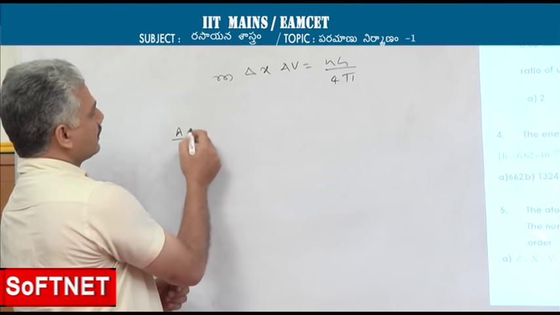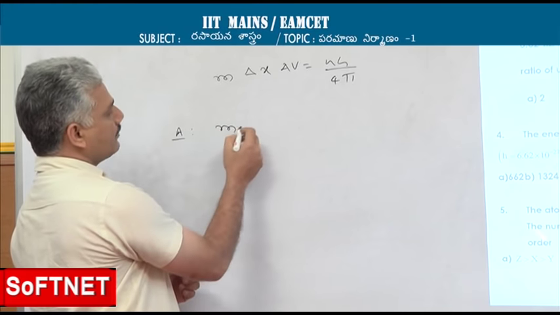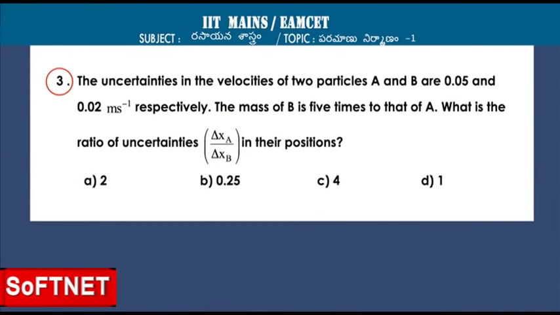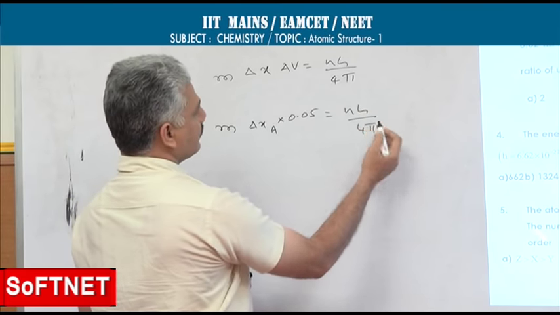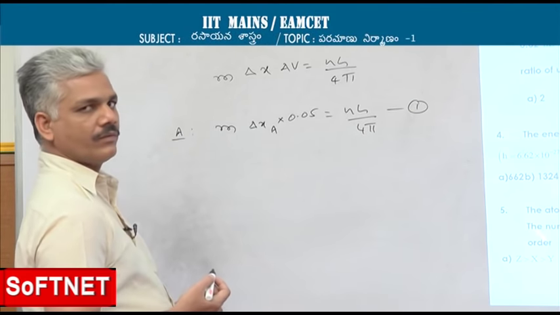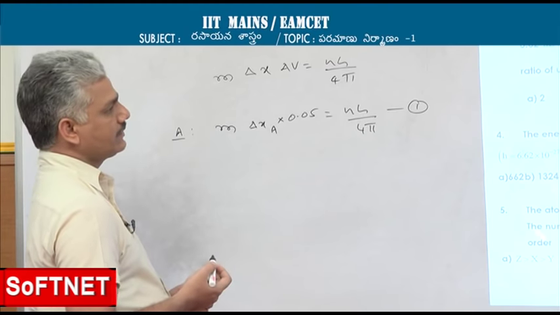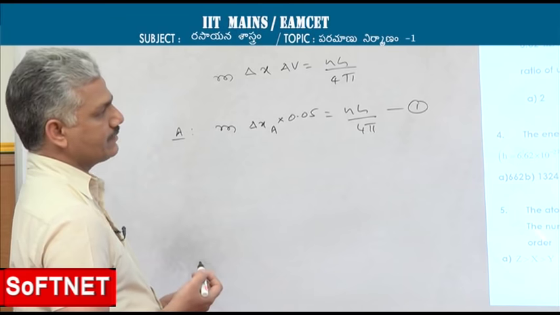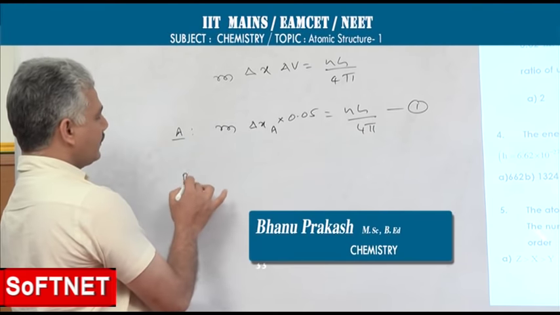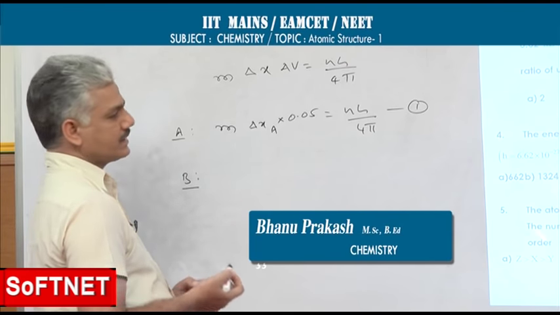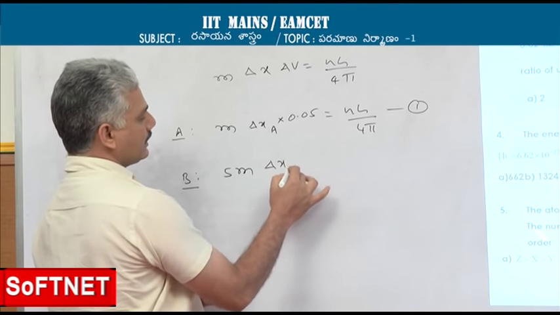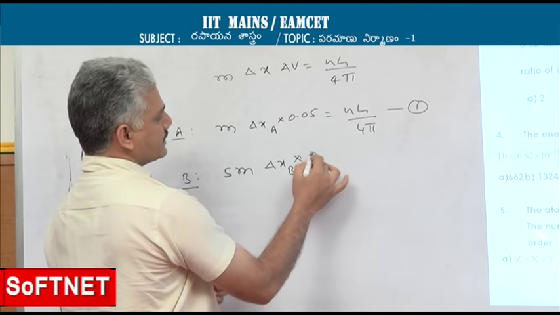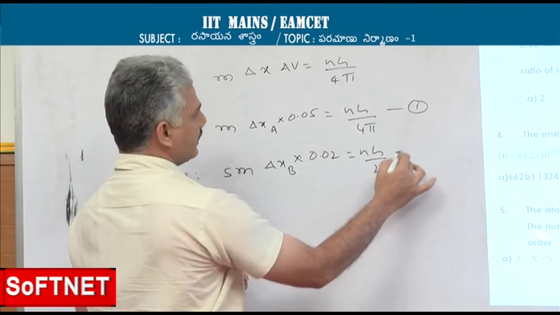For A, if we write m in place of mass, delta xa, and in place of delta V the value given is 0.05, equal to nh by 4 pi. Let us call it equation number 1. Then applying the same relation to particle B, it is specified that the mass of B is 5 times that of A. Therefore, for B, in place of m, let us take 5m into delta xb into delta V, which is specified as 0.02, equal to nh by 4 pi.